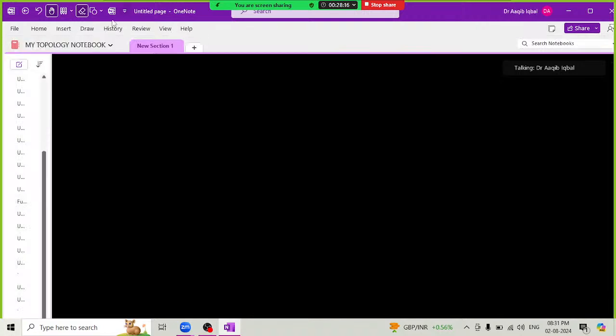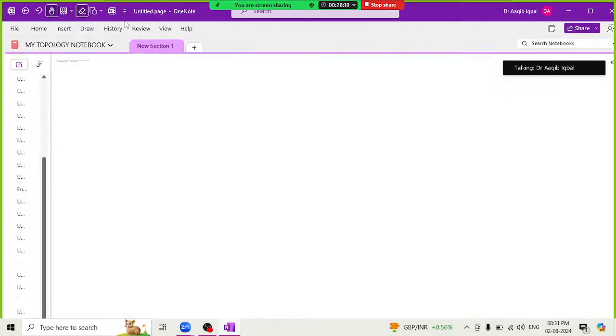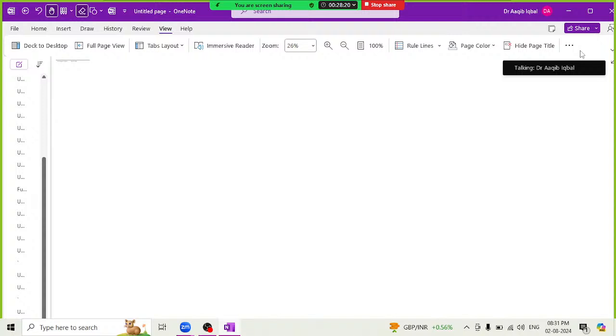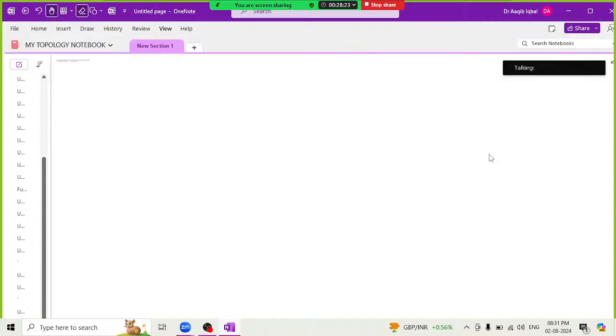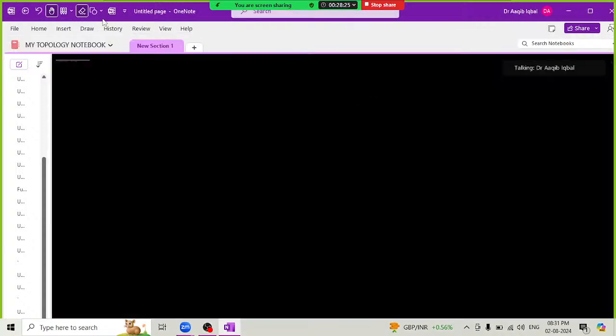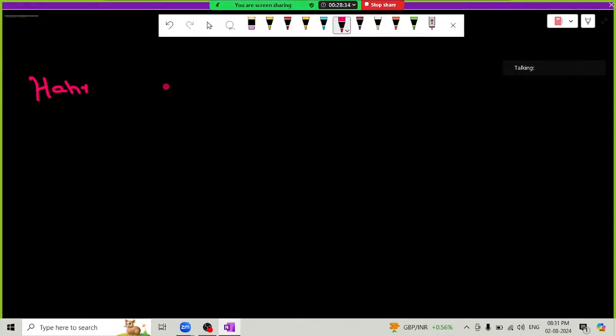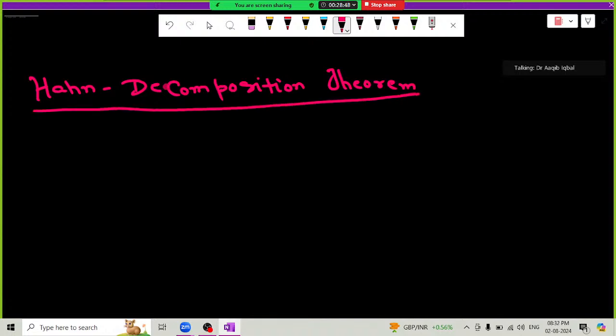Now we can state and prove the Hahn decomposition theorem. नया पेज में स्टार्ट कर रहा हूँ. This is the Hahn decomposition theorem. First I'll give the statement.